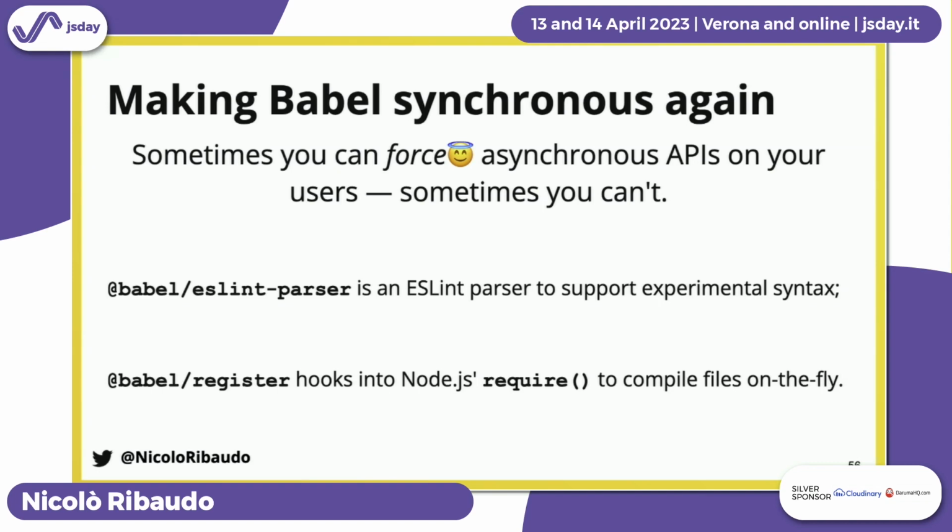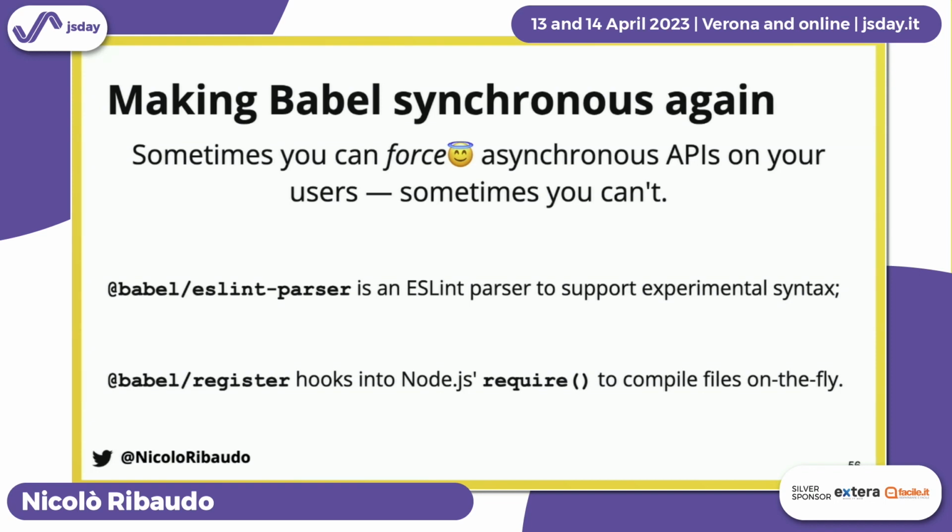One was Babel ESLint parser, which is our ESLint integration to parse new syntax based on your config. ESLint only supports, or at least only supported, synchronous parsers. And the other one was Babel register, which hooks into the Node.js require function to compile files on the fly as you require them. And require is synchronous, so you cannot have asynchronous tasks there.